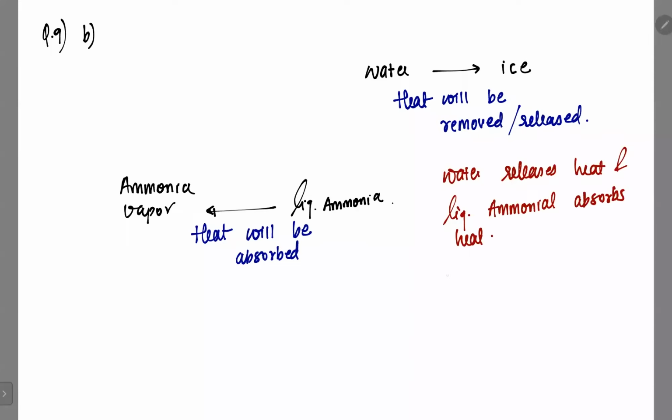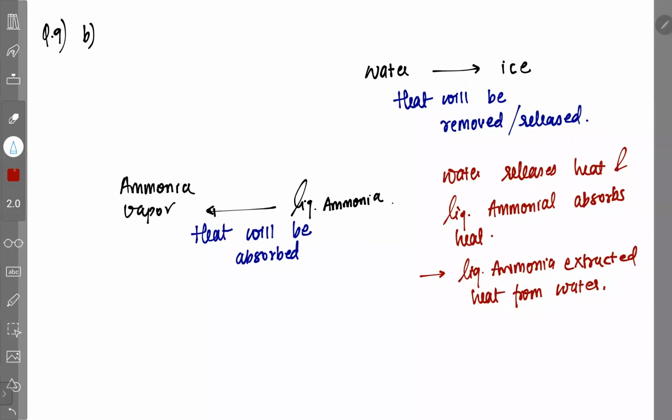This implies that liquid ammonia extracted heat from water. Do you agree with me? Now do you understand कि ice factory में ice कैसे बनता है? Beautiful.